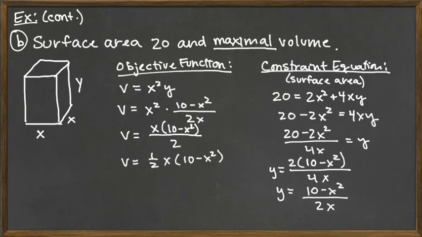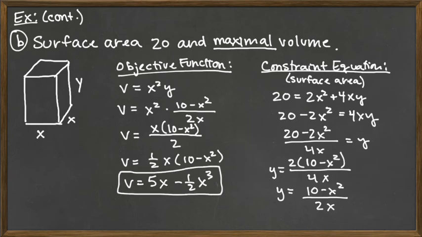And so perhaps you'd even want to distribute that out so it's a nice polynomial-like thing. So you've got a 1/2 times 10, which would be 5, and then the x tacked on, and then you'd have minus 1/2 x cubed. And that's a pretty nice volume function, and it is in a single variable. So now what remains to show is that we need an interval.